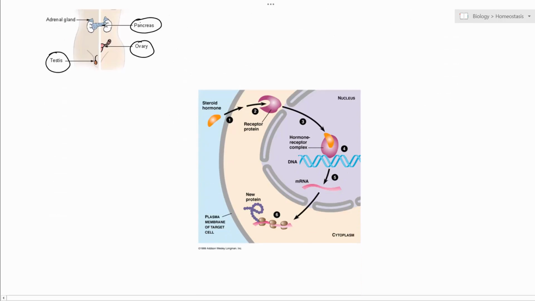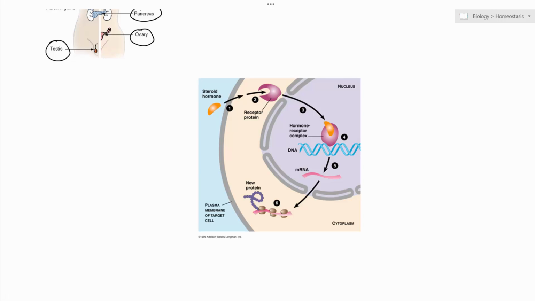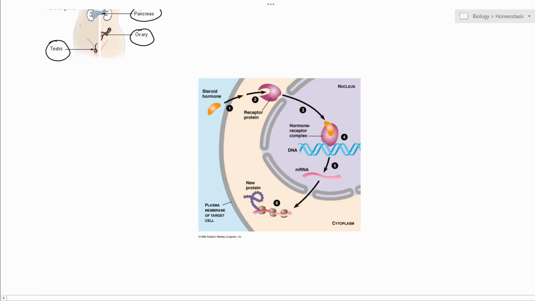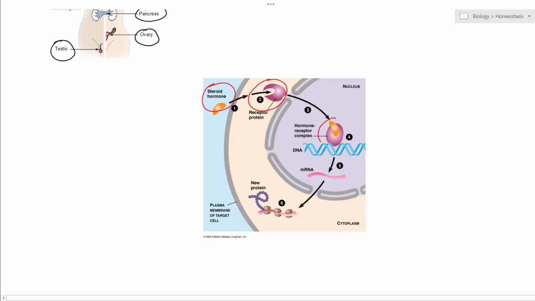So if we go down and have a look at this diagram here, I'll talk about how steroids influence cells first, and then I'll talk about how both peptides and proteins work, because they're a bit different. So the steroid hormones, I'll grab a colour that's a little bit clearer. So we've got our steroid hormone here. So steroid hormones are a type of lipid. So they're able to diffuse straight through the phospholipid bilayer, and steroid hormones are going to bind to a receptor protein actually inside of the cell. So they move through the membrane, bind with the receptor protein, and create something called a hormone receptor complex.